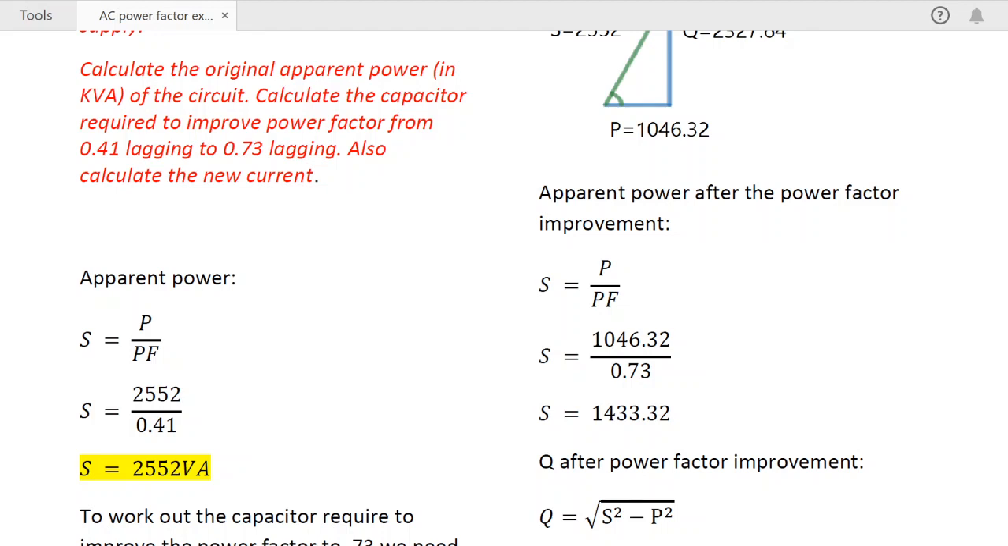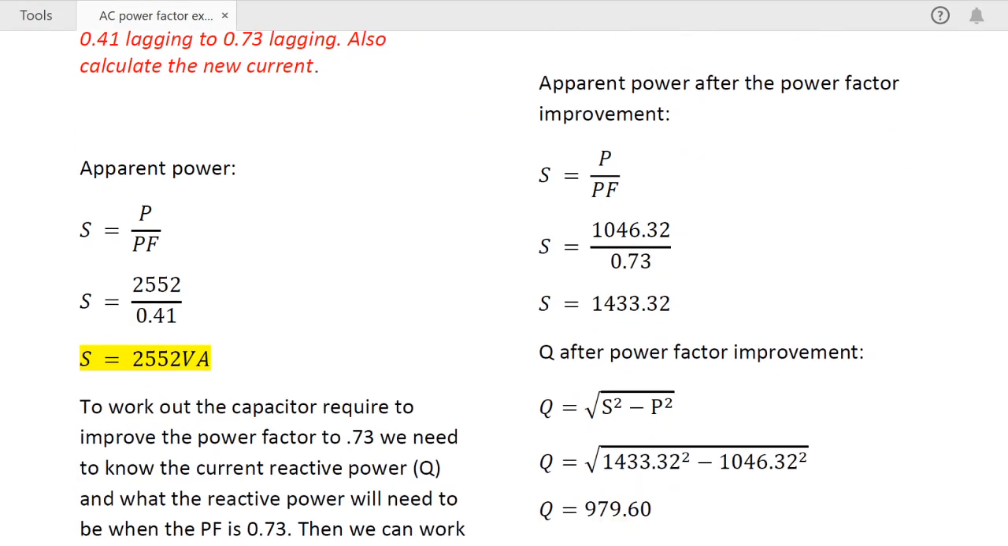So then after I've changed the power factor, I can work out the new apparent power. We're going to change the power factor, remember, up to 0.73. P doesn't change, true power doesn't change. I haven't added or subtracted any resistance, so it will be true power divided by power factor gives me apparent power, which is 1,433.32. That would be my new apparent power.